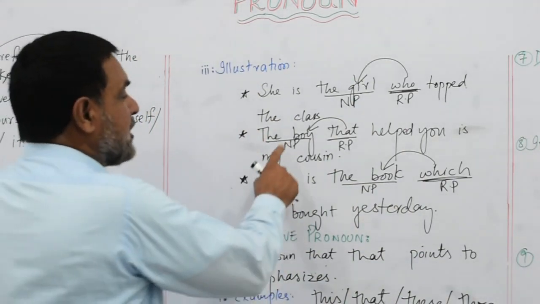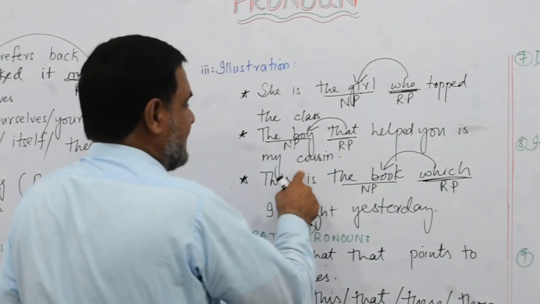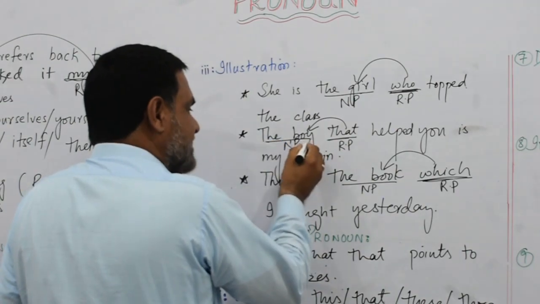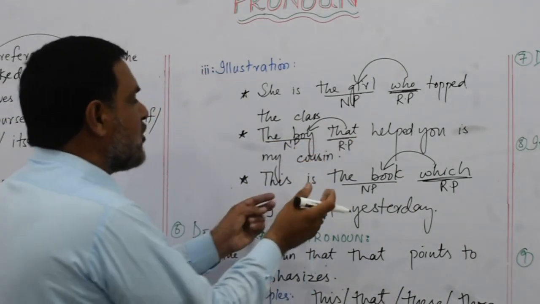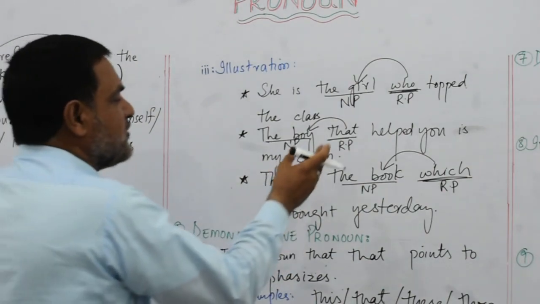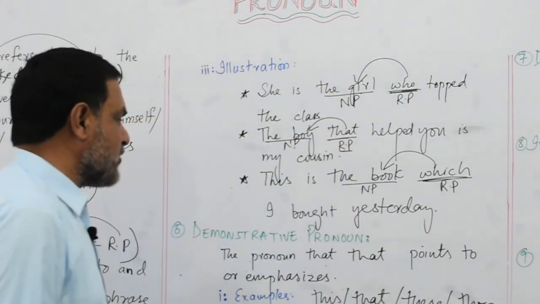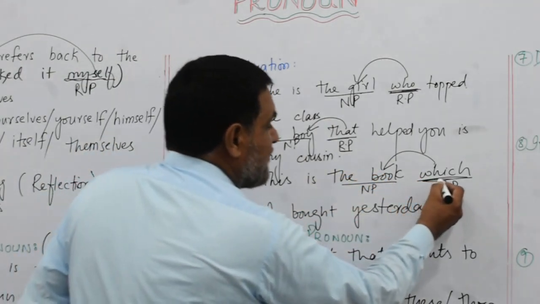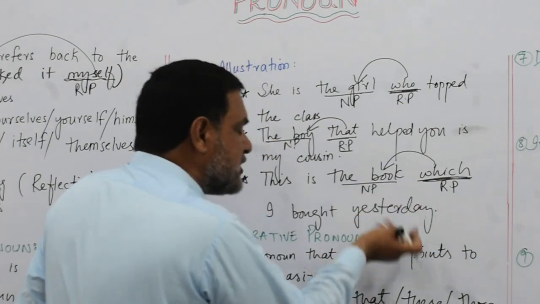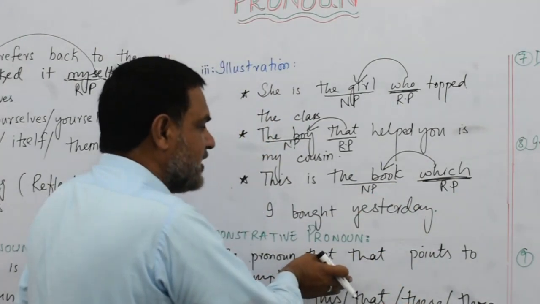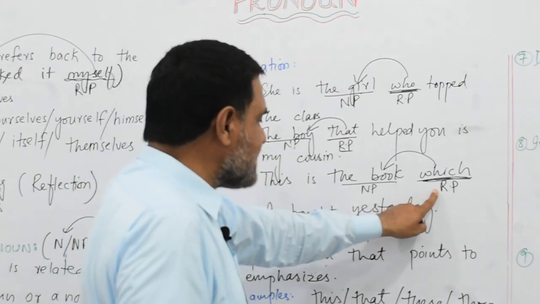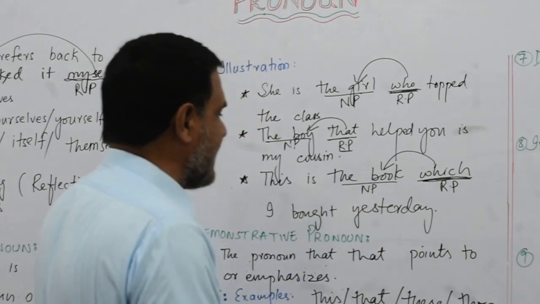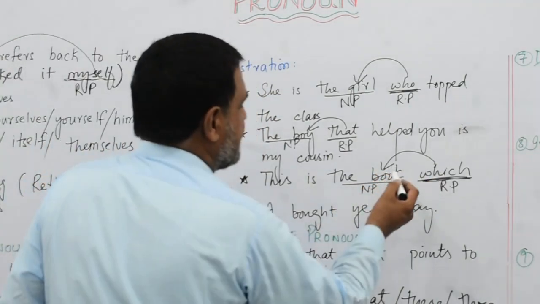In this example, the boy that helped you is my cousin. That refers to boy, the noun phrase. So it is related to the noun phrase used just before it. That's why this will be called a relative pronoun. This is the book which I bought yesterday. Which refers to the book, which has been used just before it. Because which refers to a noun phrase just before it and is related to it, this is called a relative pronoun. So their relationship is quite obvious.